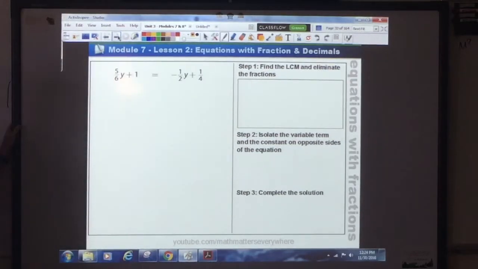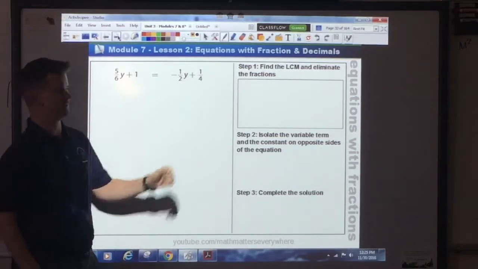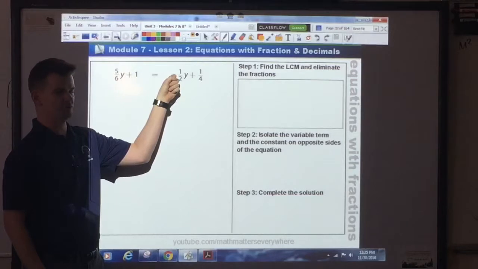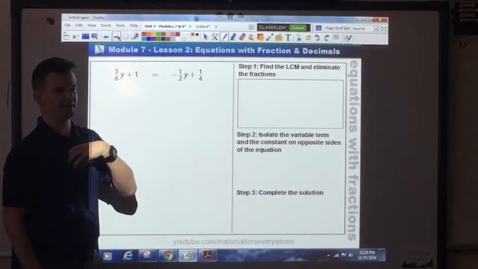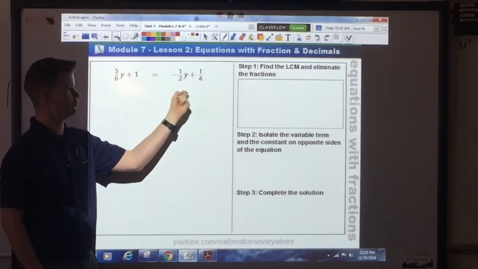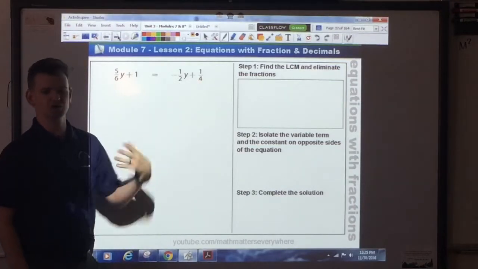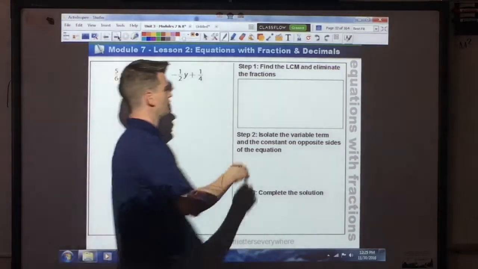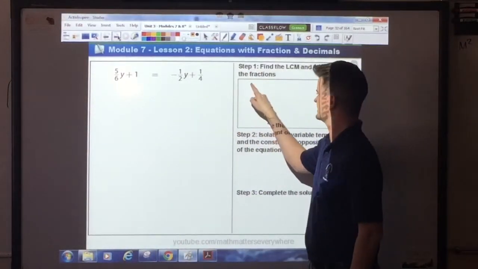All right, let's try this one here. So this one, by the way, I want to point this out. I chose this example for a reason. We don't care that there's a negative there. It doesn't mean anything to us. All I care about right now is the denominators. My denominators are 6, 2, and 4. Which one's larger? 6. So we're going to find the multiples of 6.